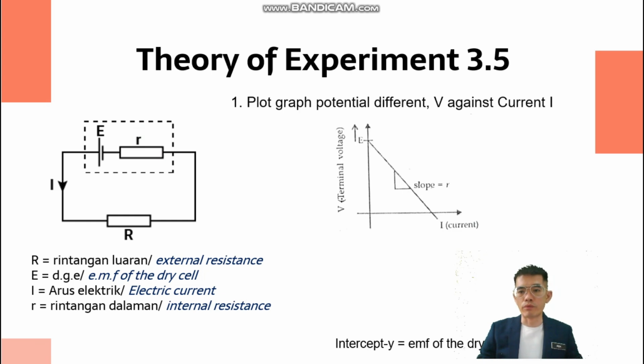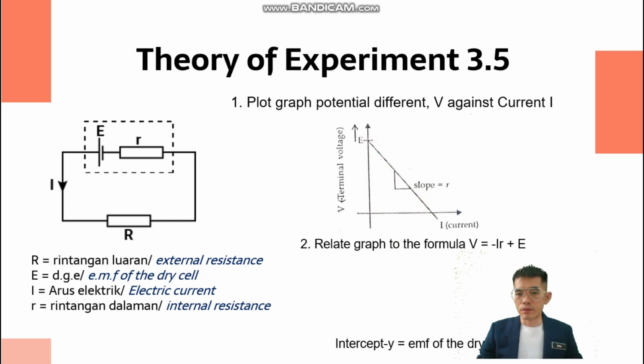So firstly, you have to conduct your experiment and get the values of potential difference and current, and after that you have to plot a graph of V against I. So the graph will be like this figure. Okay, so this is a decreasing slope.